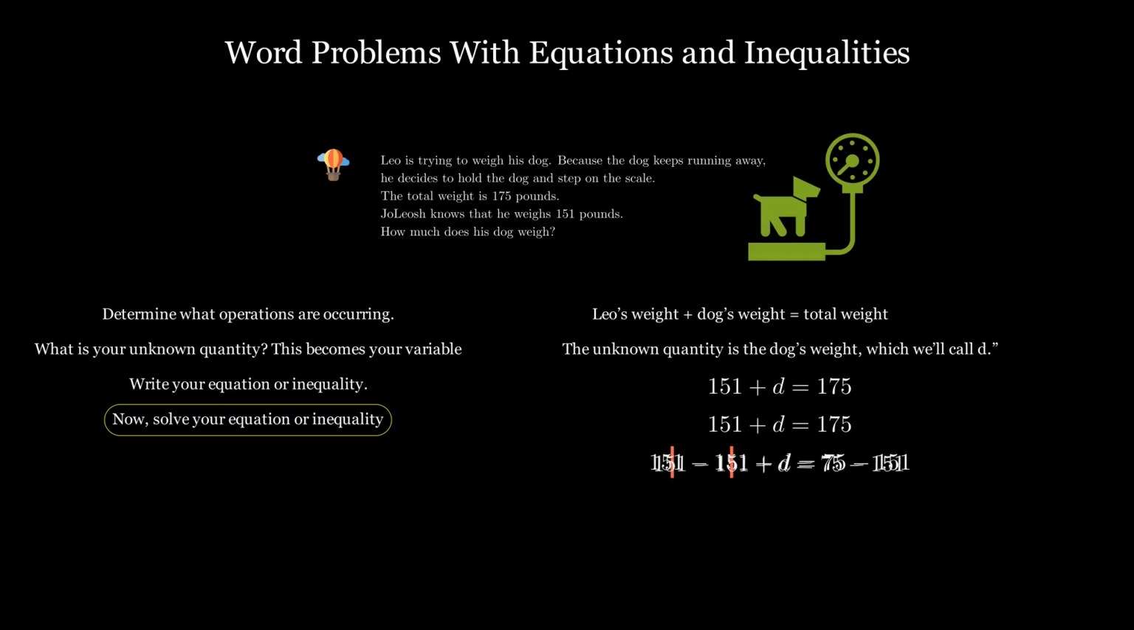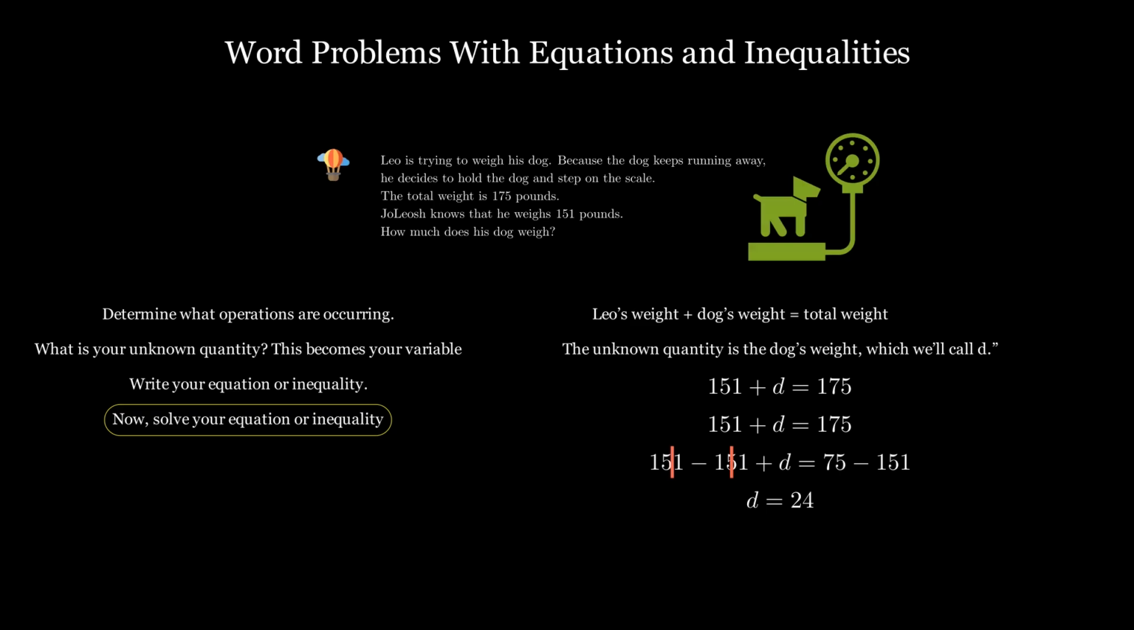Now on the left side, we have positive 151 and negative 151, which cancel each other out and we are left with D. On the right side, we have 175 minus 151. After simplifying, the equation becomes D equals 24. Now this tells us the dog weighs 24 pounds. Great so far. We have just solved the problem.